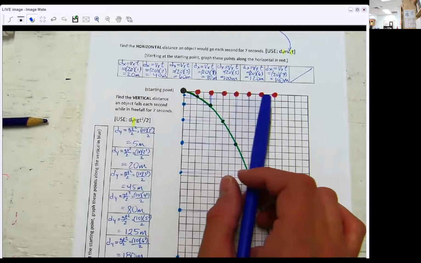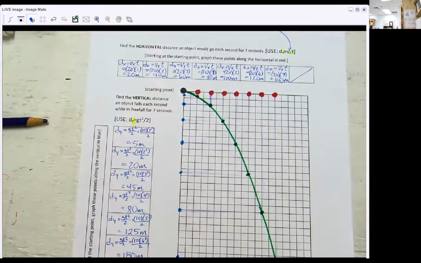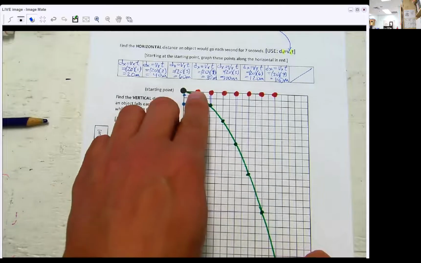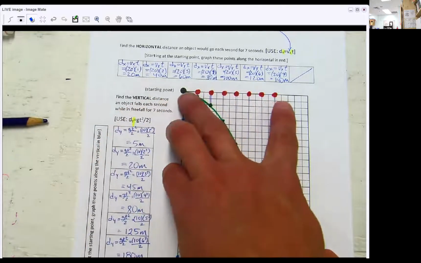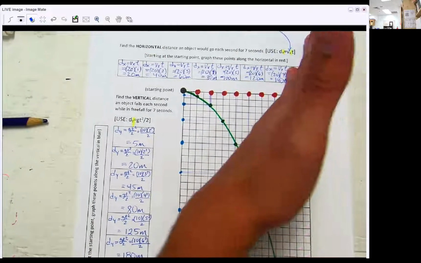What do you notice about these here? They're all evenly distributed. They're all equidistant. You can see that, right? They're 2 apart each time. So we know that the horizontal distance is the same. Well, how do we get that?